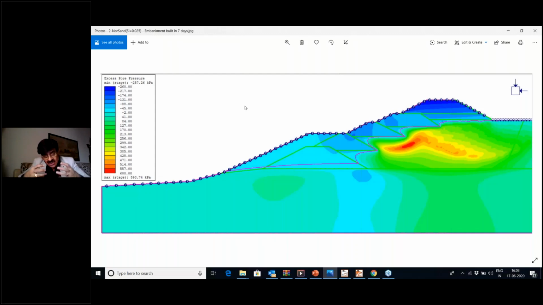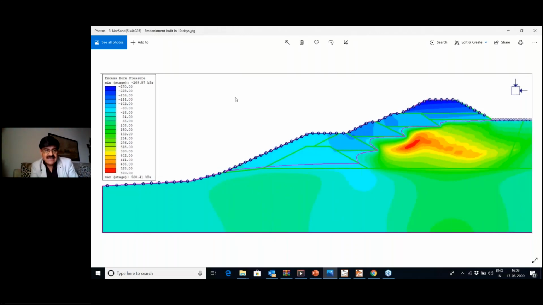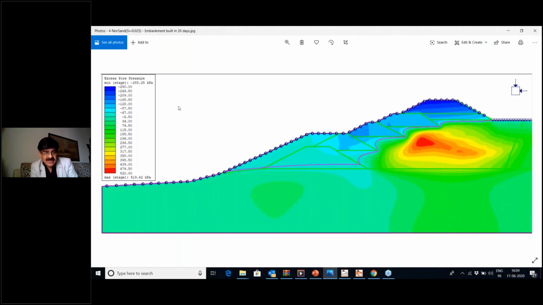And if we take some more time in building the embankment, let's look at the next option, which is 10 days. As expected, the excess pore water pressure is a little less now. And if you take a little longer time than that, say 20 days, you can see at the top left, 20 days, then the excess pore water pressure drops further to maximum value being 520. And if you take a month, 30 days to build this embankment, the excess pore water pressure drops further to 490. So that's how you can decide about this.